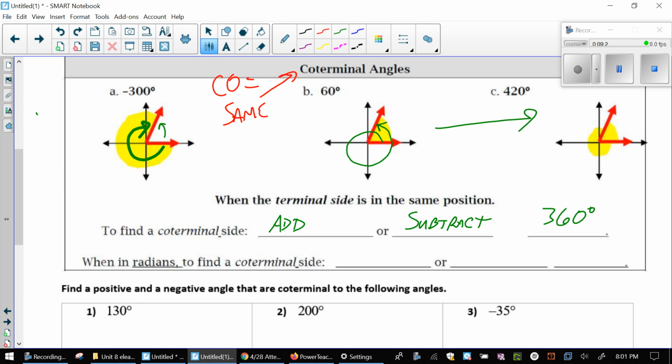Adding spins us around that coordinate plane. If we subtract, it spins us around the coordinate plane the other way. In radians, to spin around the coordinate plane, we're going to add or subtract 2 pi. 360 is the same as 2 pi, so one revolution around is 2 pi.